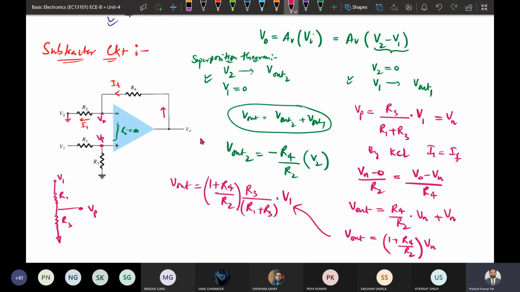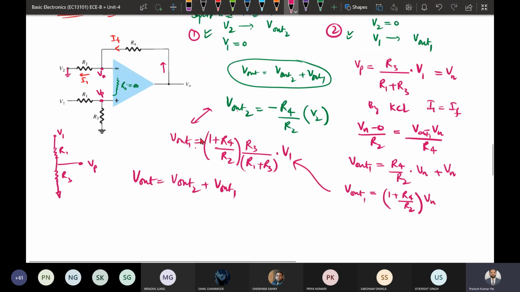So this is how the output is there. This is the output relation in case of the subtractor circuit. This is the second case we have considered. So this is case 1 and this is case 2. That output will be nothing but output 1. So this is output 2 and this is output 1. So the final output will be output 2 plus output 1. By adding these two, we get the final output.